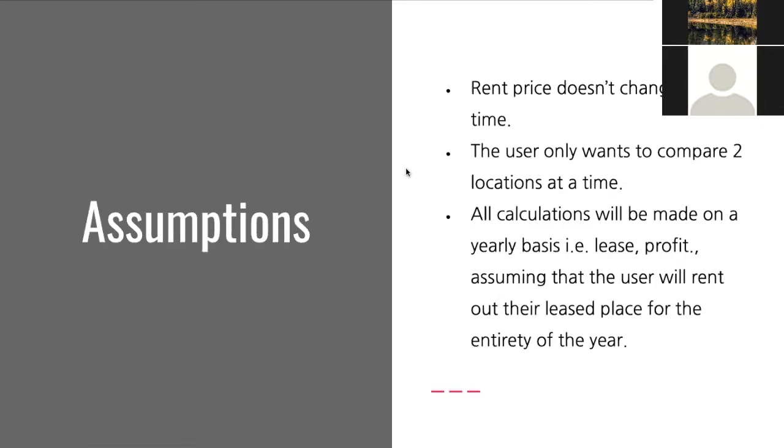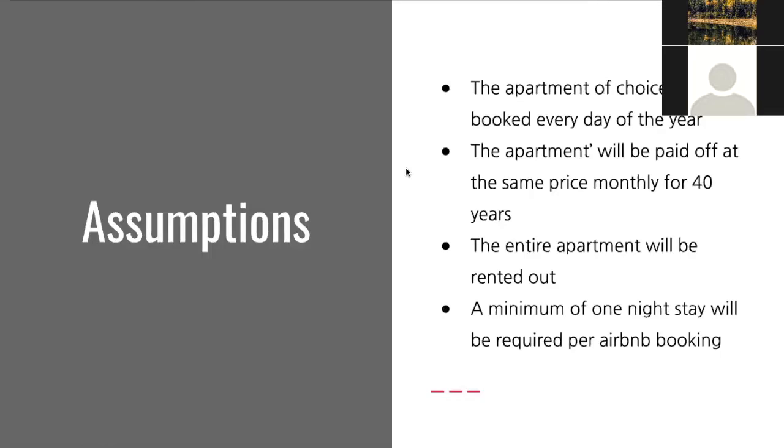So when building our system, we made a few assumptions. The first being that the rent price doesn't change over time, and the user will only want to compare two locations at a time using our system. And all the calculations will be made on a yearly basis, so lease, profit, and the apartment of choice will be booked out for the entire year on Airbnb. And we're also assuming that the apartment will be paid off with the same monthly price for 40 years. And the entire apartment itself will be rented as well. And a minimum of one night stay will be required per Airbnb booking.